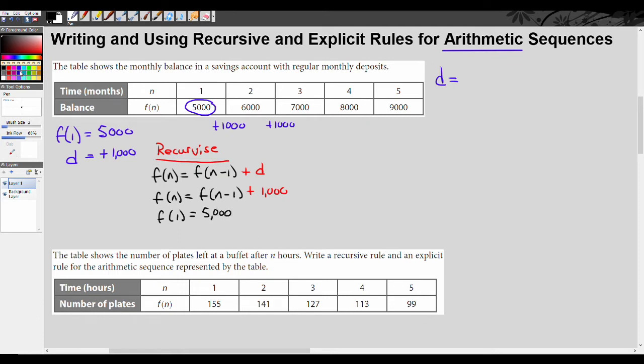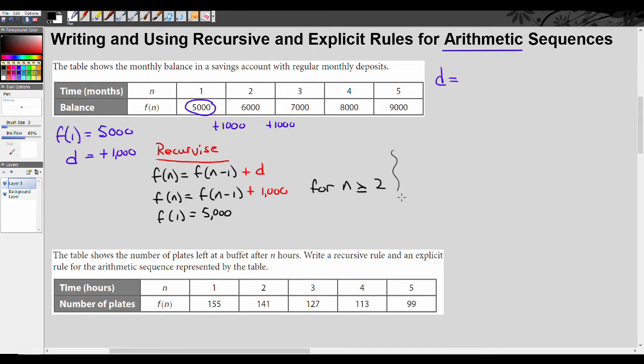Now, usually what you'll see is they'll say for n is greater than or equal to 2. Now, why do we say that? Well, when you write a recursive rule, you give the first term. So when do you start using the rule? You start using the rule at the second term. So that's why we write for n is greater than or equal to 2.